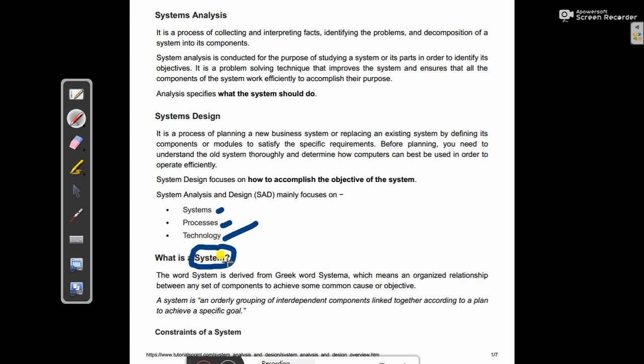Here one word is that Greek word, system, which means an organized relationship between any set of components to achieve some common cause or objective. It means we need to organize the relationships among different sets of components to achieve some common cause or objective.